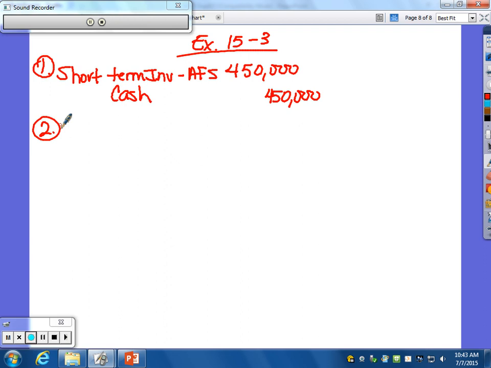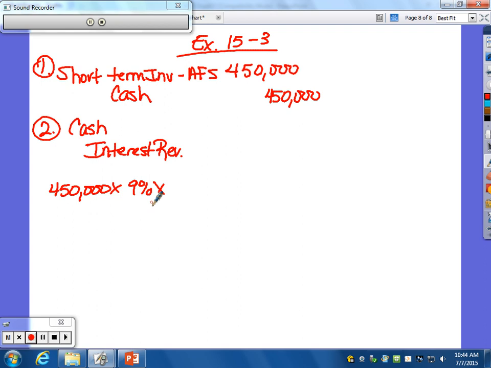We're recording interest at this point. Cash, interest expense, or interest payable? It would be revenue, wouldn't it? Yeah. So, what was the principal value of that security? $450,000. What was the interest rate? 9%. And what's the term? 90 days over 360. What's the amount of interest? $10,125. Good.